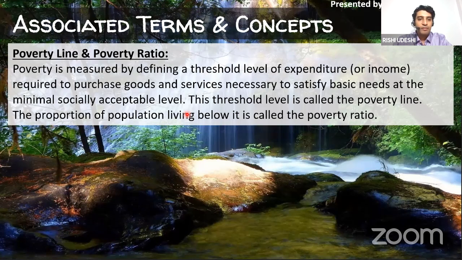Remember this. Fine. The proportion of population living below the threshold, or living below the poverty line, is called the poverty ratio. That is, the total population of the country will be in the denominator, and the number of people living below the poverty line on top. That ratio will be called the poverty ratio.